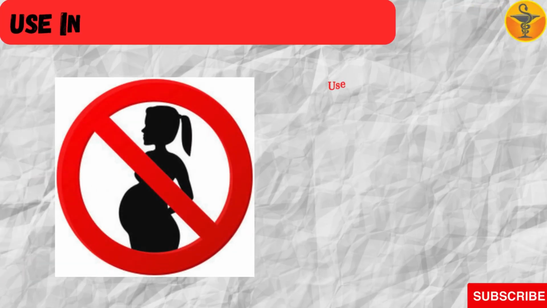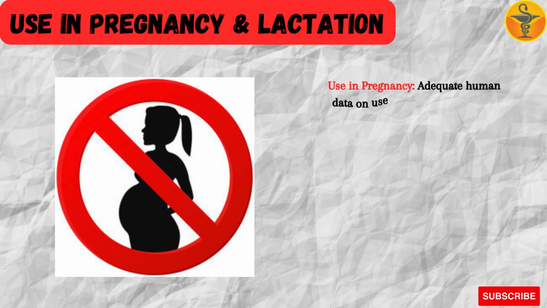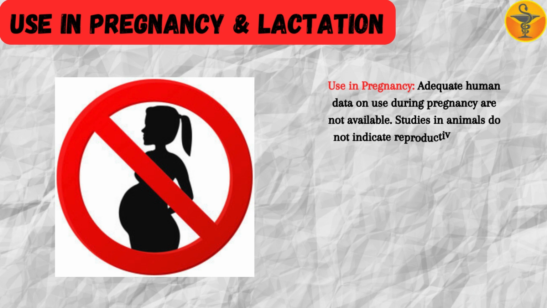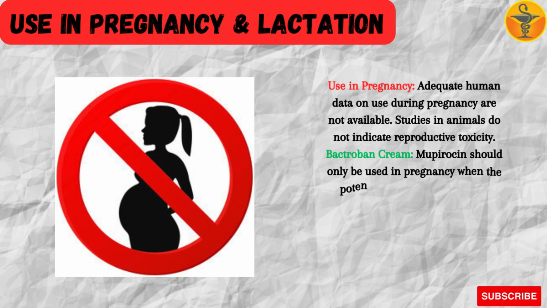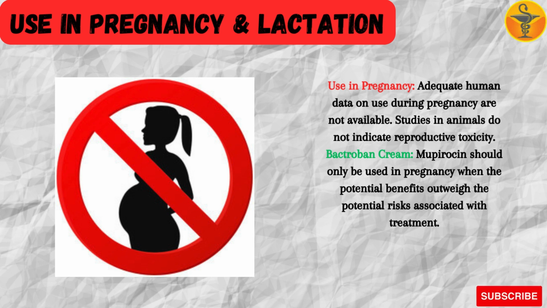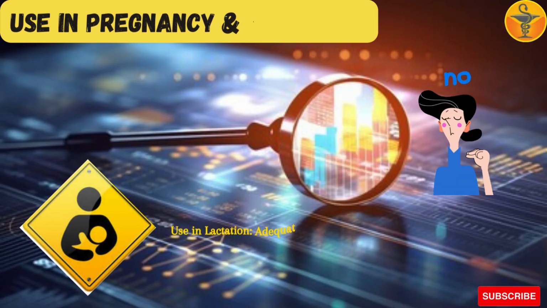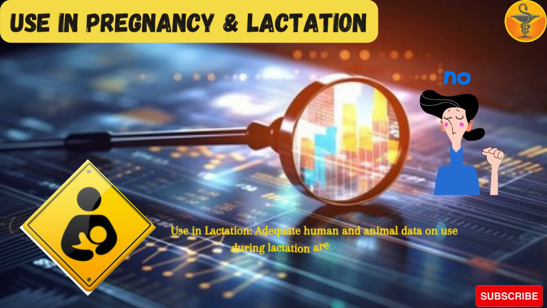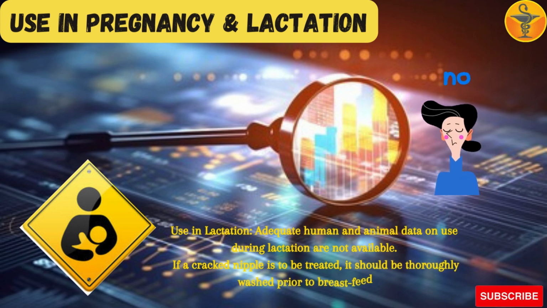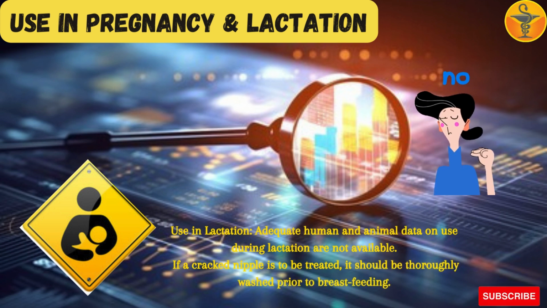Use in pregnancy and lactation. Use in pregnancy. Adequate human data on use during pregnancy are not available. Studies in animals do not indicate reproductive toxicity. Mupirocin should only be used in pregnancy when the potential benefits outweigh the potential risks associated with treatment. Use in lactation. Adequate human and animal data on use during lactation are not available. If a cracked nipple is to be treated, it should be thoroughly washed prior to breastfeeding.